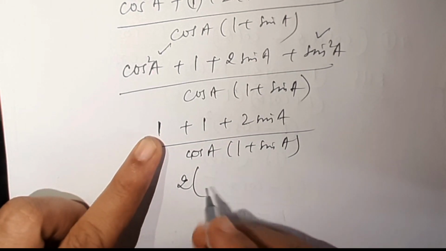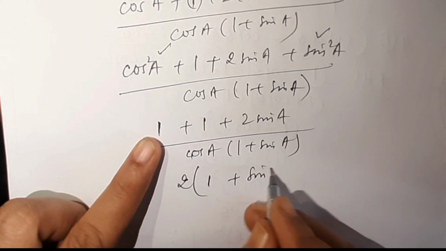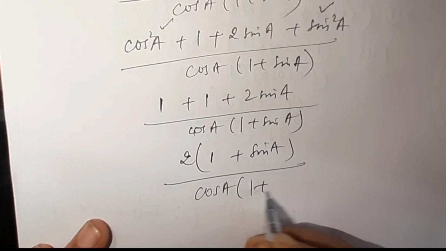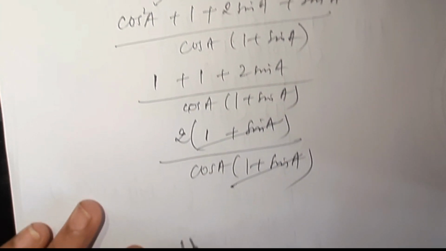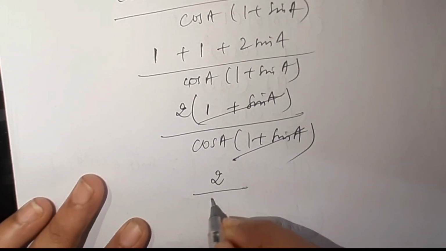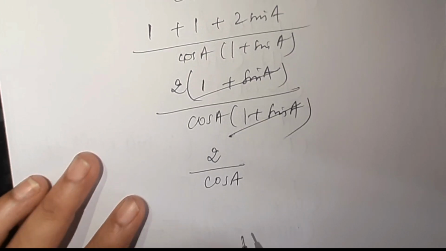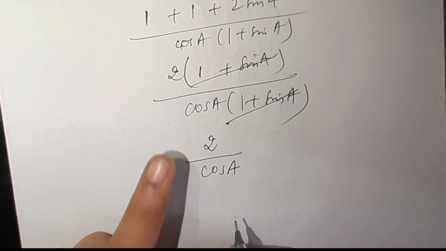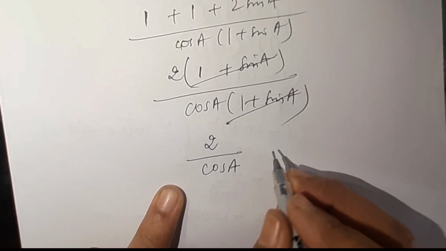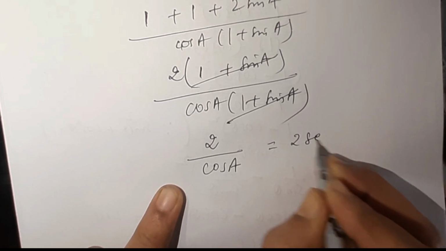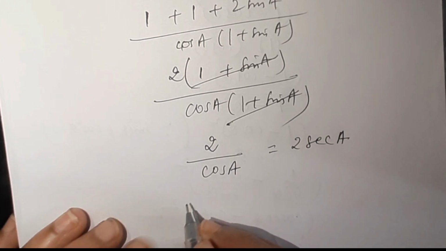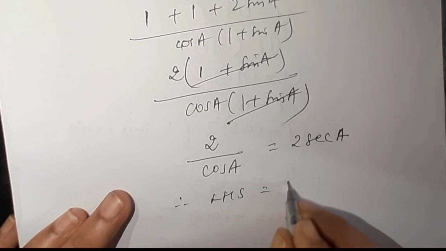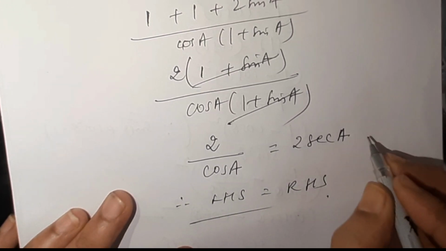So as I am taking 2 common, here I am left with (1 plus sin A) upon cos A, (1 plus sin A). Now these again are like terms, so they get cancelled. So the final answer is 2 upon cos A. If cos A is in the denominator, 1 upon cos is sec. So we can replace this as 2 sec A, which is our LHS, which is our RHS. Therefore, LHS is equal to RHS.